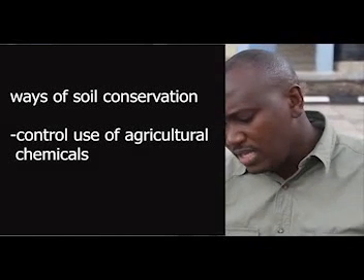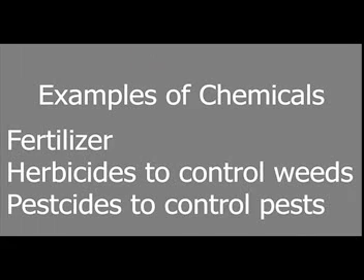Control them. Examples of agricultural chemicals include fertilizers. For you to get good yields, you need to apply fertilizers, herbicides to control weeds, and pesticides to control pests. And when you use them uncontrolled, it means that these chemicals can lead to soil damage and have a negative impact on your crops. And this is going to lead to what we call pollution.